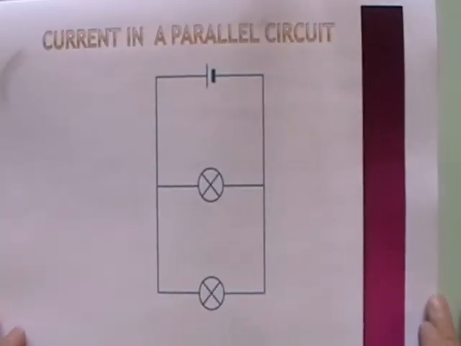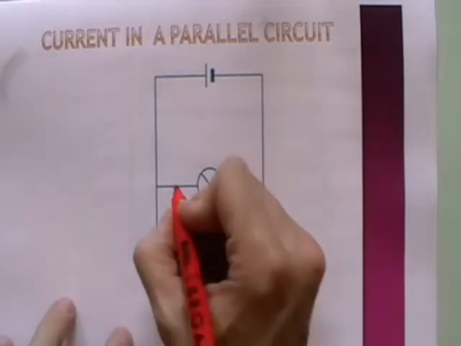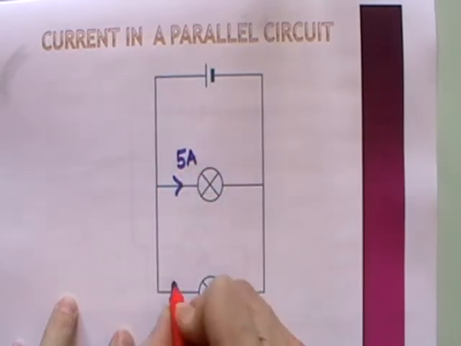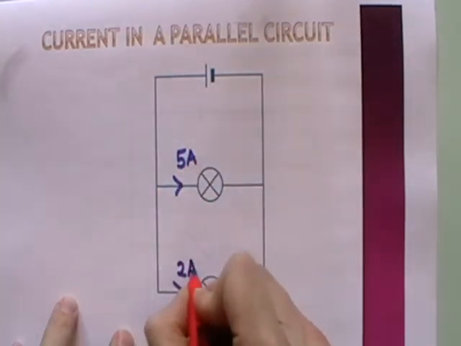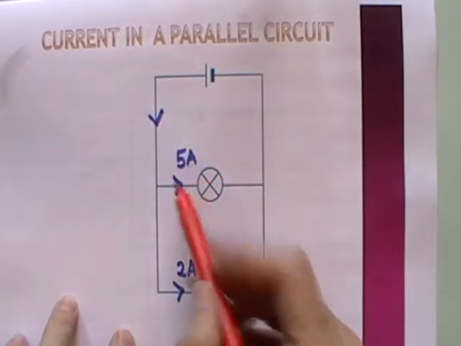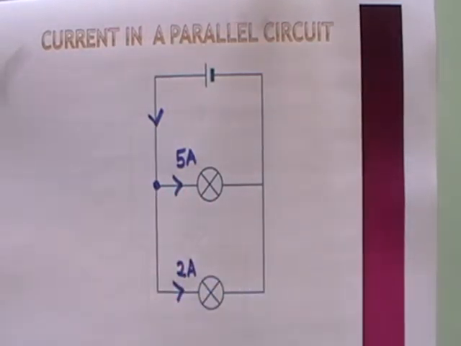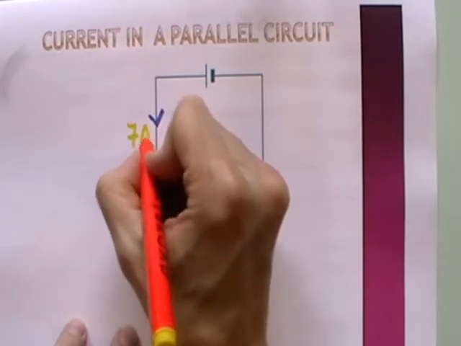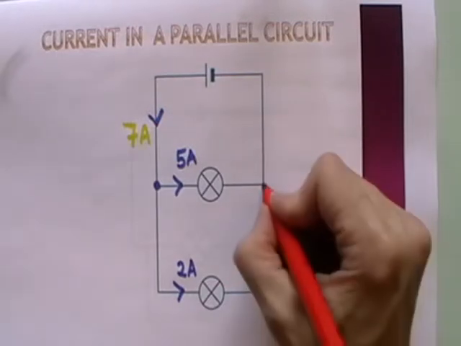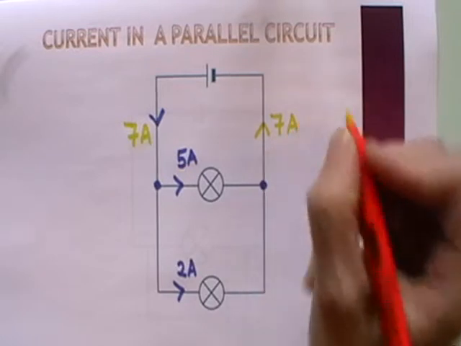So the next slide just shows you a parallel circuit, and I'm going to write down values here. I'm going to say that this is 5 amps and this one here is 2 amps. Therefore, the current before the split has to be the sum of the two branches, and therefore the current before the split must then be 5 plus 2 is 7 amps. Write that in yellow. And then the current after the join up must also be 7 amps. And it's come back towards the battery again.